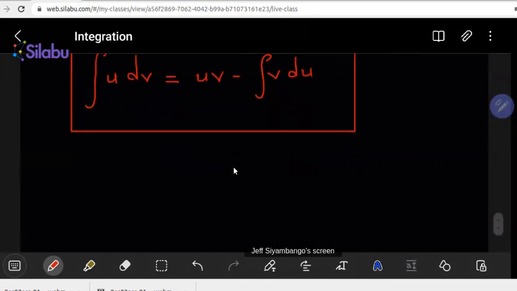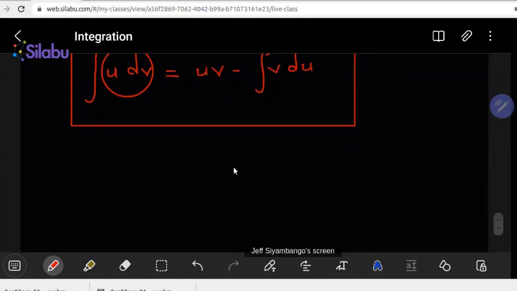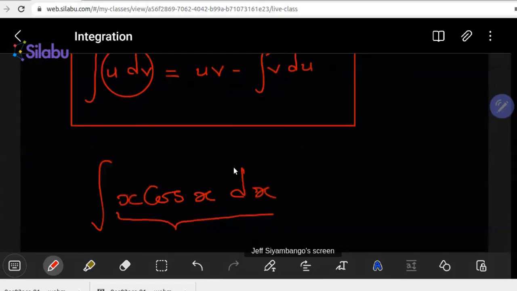Okay, now how does it work? Perhaps the key thing when it comes to employing integration by parts is your choice of what becomes your u and what becomes your dv, because integration by parts works when you have two products that you have to integrate. For example, maybe you want to integrate x cos x dx. The only question here becomes which part of this expression becomes your u, and which part becomes your dv.